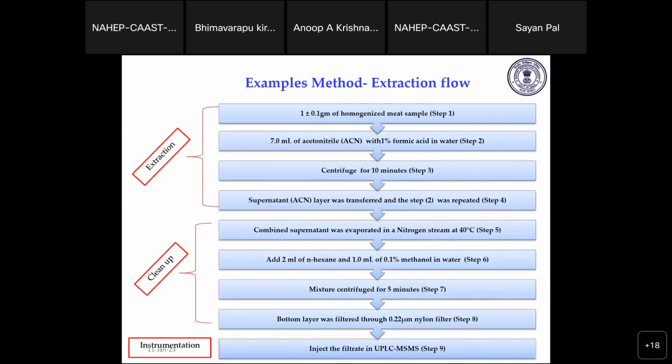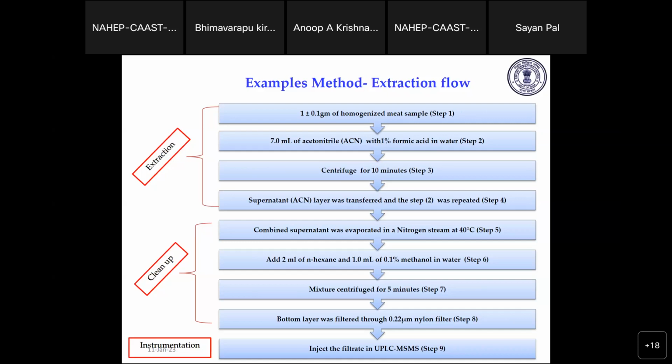We took only 1 gram. The purpose of taking 1 gram was to reduce the matrix effect. We used acetonitrile, which was also acidified, centrifuged it, and the acetonitrile layer was dried, and then further n-hexane was added to defat it, and the whole thing was filtered and injected.